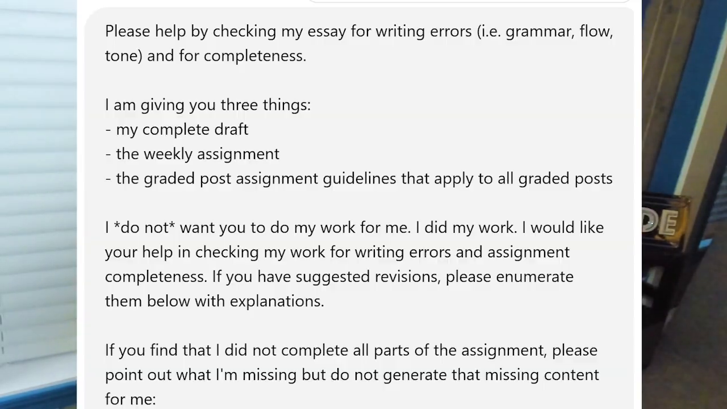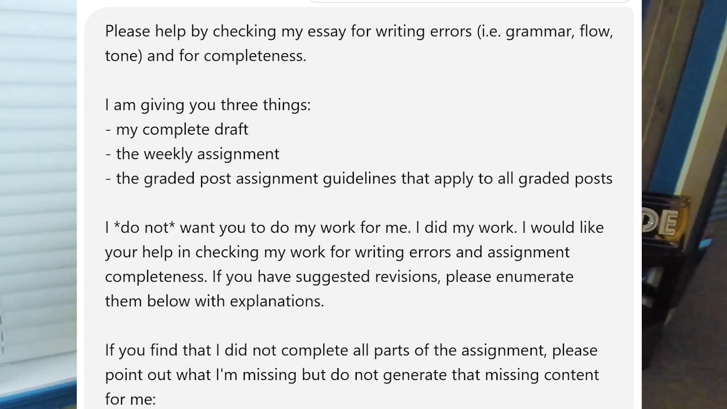For students in my classes, feel free to use this exact prompt as I'm about to show you. So here's the prompt that I used and allow in my classes. Please help by checking my essay for writing errors and for completeness. I am giving you 3 things: my complete draft, the weekly assignment, and the graded post assignment guidelines that apply to all graded posts. I do not want you to do my work for me. I did my work. I would like your help in checking my work for writing errors and assignment completeness.